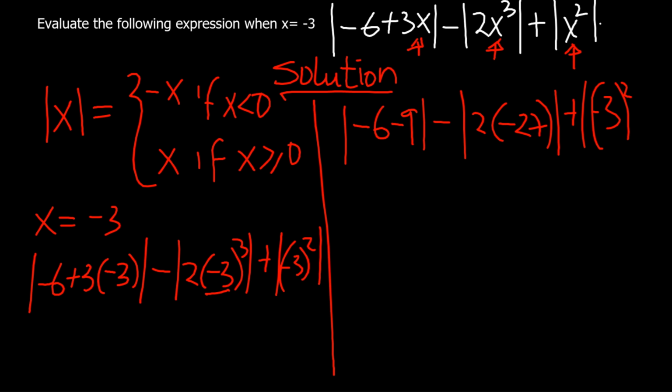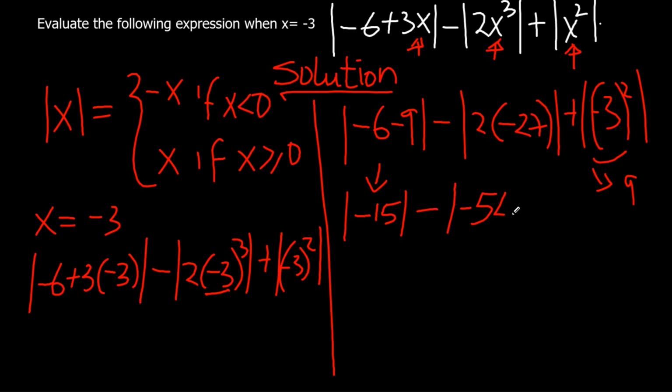all squared. I just want to let you know that this is a negative value raised to an even number, which will result in 9, a positive value. So here we have -15, the absolute value of -15, minus the absolute value of -54, plus the absolute value of 9 over there.